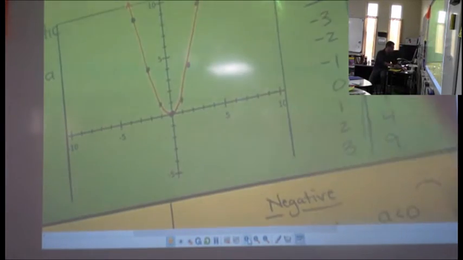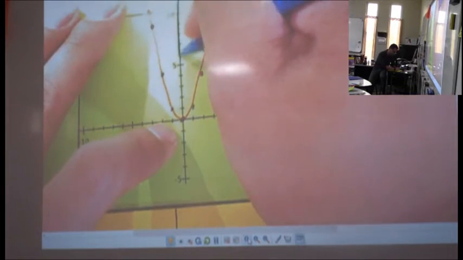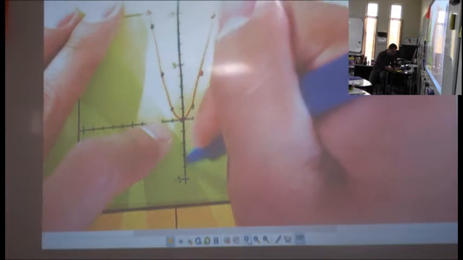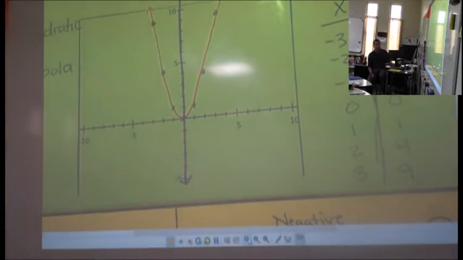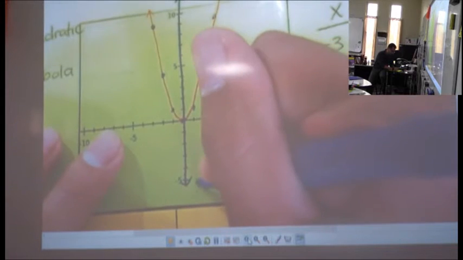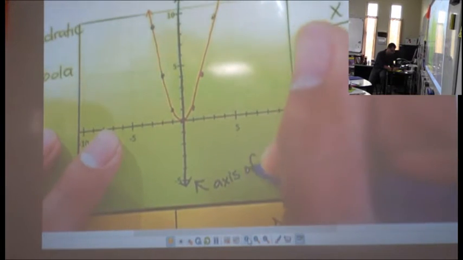I'm going to take out a different colored pen, a blue pen. Now, Emma talked about how this thing is mirrored. I'd like you to draw a vertical line through, in this case, the y-axis. You can't really see it. But this is what we call our axis of symmetry.